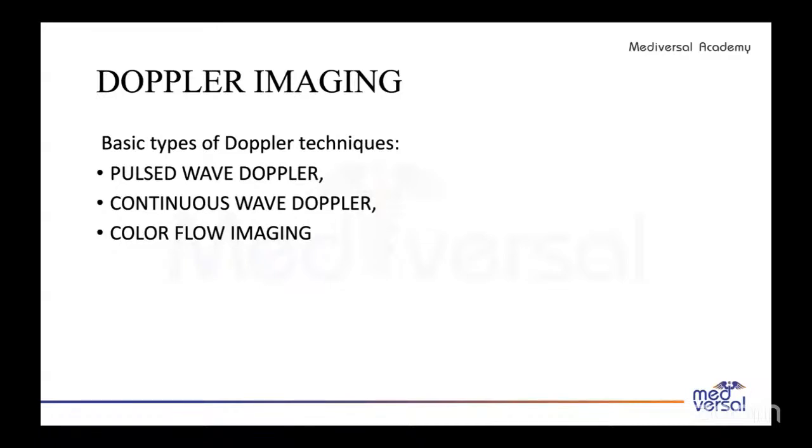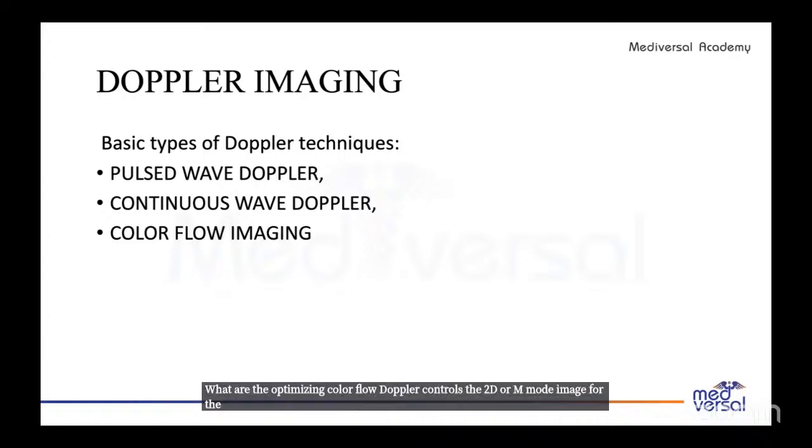So basically, in a nutshell, what are the ways of optimizing color flow Doppler controls? Use the 2D or M mode image for optimal Doppler beam alignment. Color Doppler, like all other Doppler techniques, is angle dependent, and parallel alignment is required for optimal color velocity. And use a narrow color scan sector to increase the frame rate and reduce aliasing.